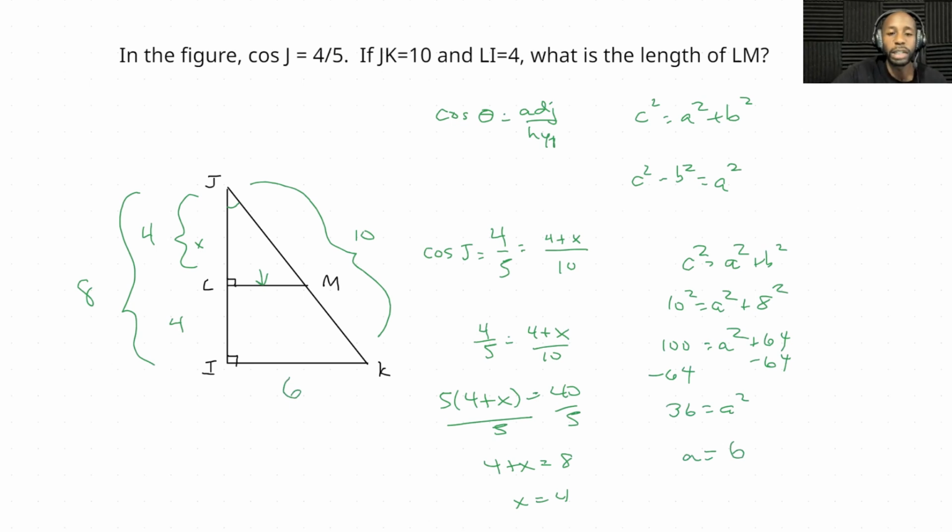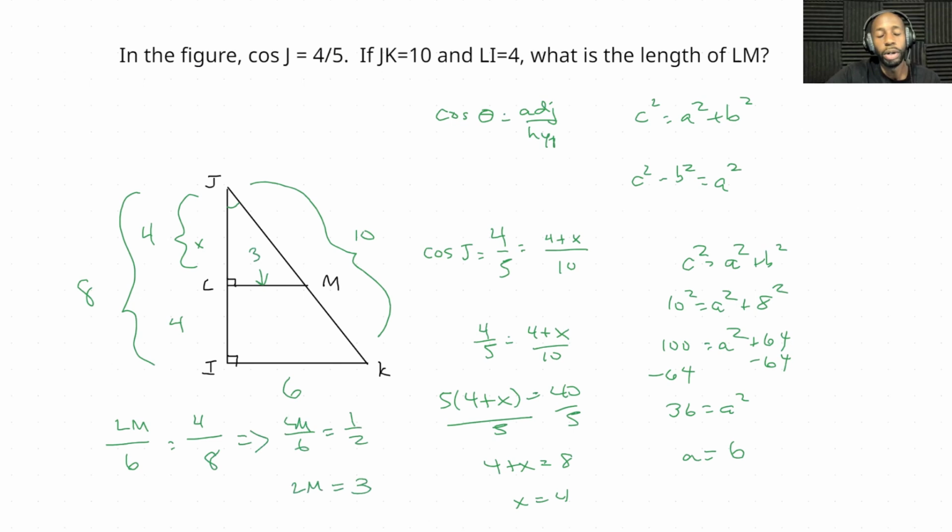Now, similar triangles, the sides are proportional. So we're looking for LM. LM over 6, the corresponding side, has to be equal, because the sides are proportional, to 4 over 8, the shorter side over the longer side. So LM over 6 has to be equal to 1 over 2. So if this is proportional to 1/2, then we know that LM has to be equal to 3.